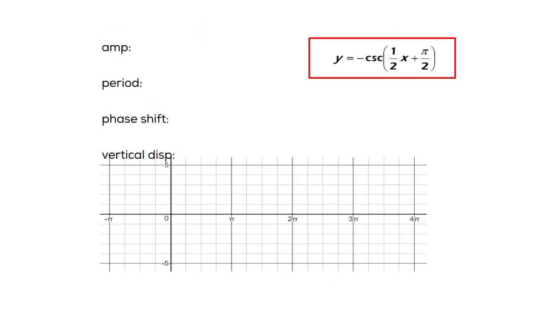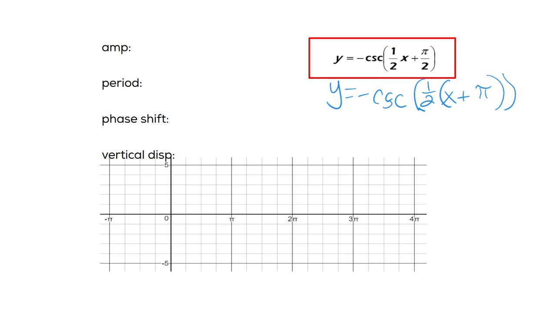Last one. I wanted to do a messy one, so here we go. It's messy for sure. I've got a b value. I've got to factor out of this one finally. Let's do that. Negative cosecant. Factor out the 1/2. Then you're left with x plus. Remember, you're dividing by 1/2. That's the same as multiplying by 2. That's actually going to turn that into a pi right there.